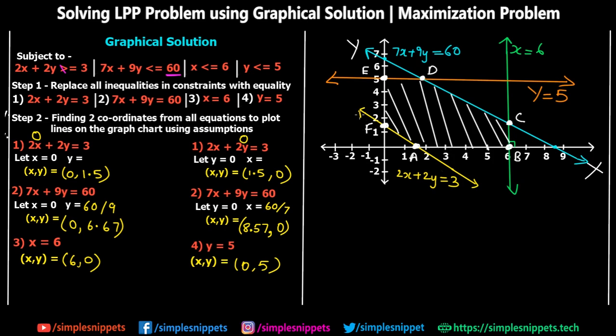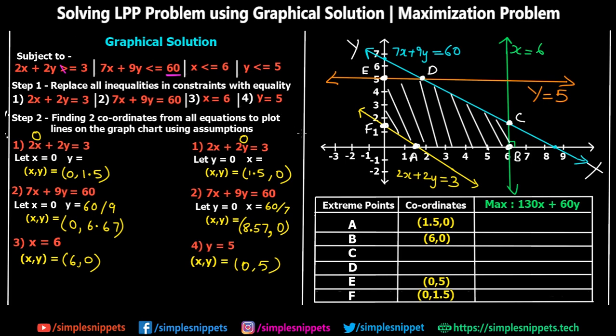Now you have to find out the Z value, that is the maximum profit value on all these points, right? So let me just show you the table, and this is that table that I'm talking about. So the extreme points are A, B, C, D, E, and F. So we have A, B, C, D, E, and F, right? And the maximization equation is max Z equals 130x plus 60y, right? So this is that equation we have to maximize.